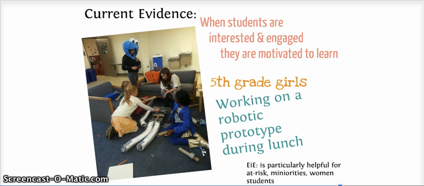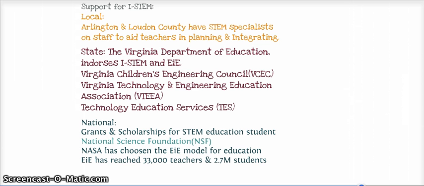Here is an example of current evidence. When students are interested and engaged, they are motivated to learn. Fifth grade girls working on a robotics prototype during lunch. This would be an example of the design approach that appeals to, in this case, all girls.